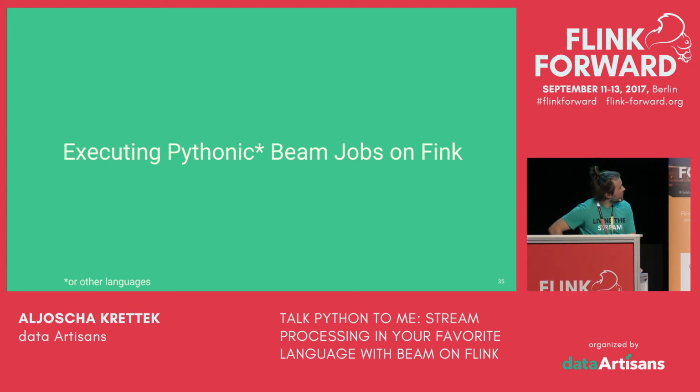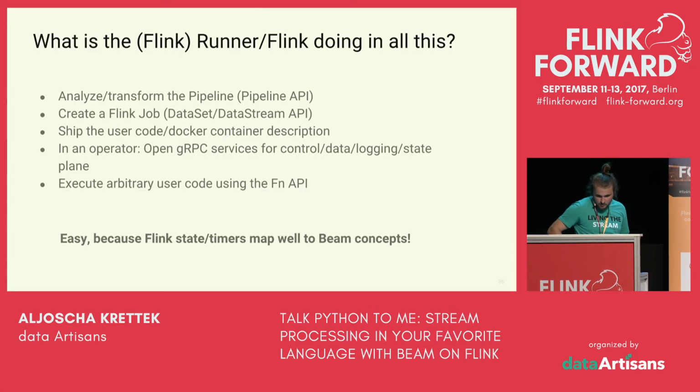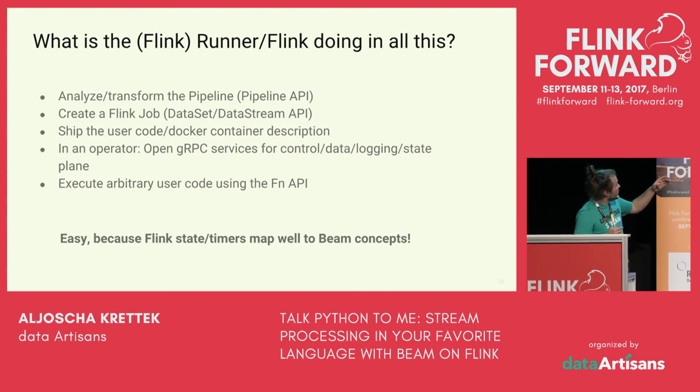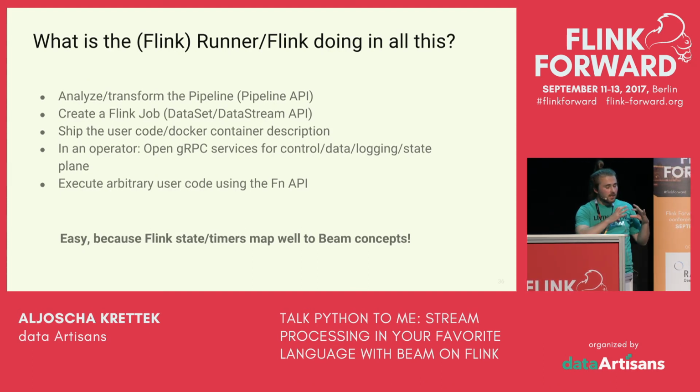Now actually on Flink, this is very simple, because what Flink has to do is just to analyze and transform this pipeline, has to create a Flink job, say DataSet or DataStream API. It has to ship the user code or the description of the Docker container. And then in an operator, it has to open these gRPC services so that the harness can connect to them, and then it can execute the code using the Fn API.